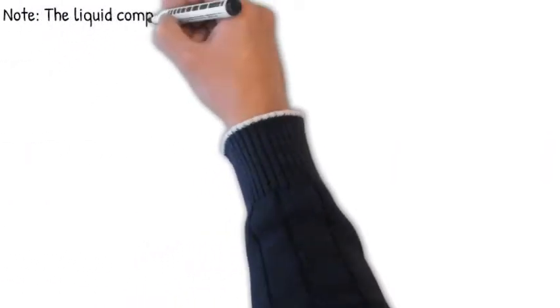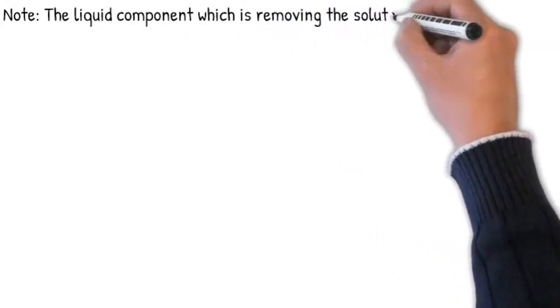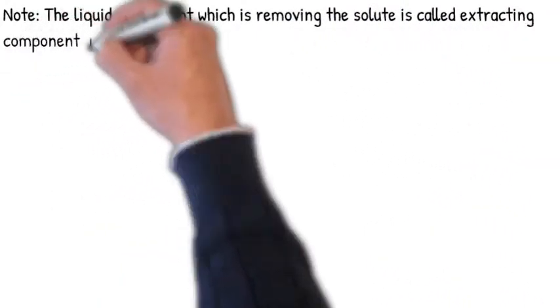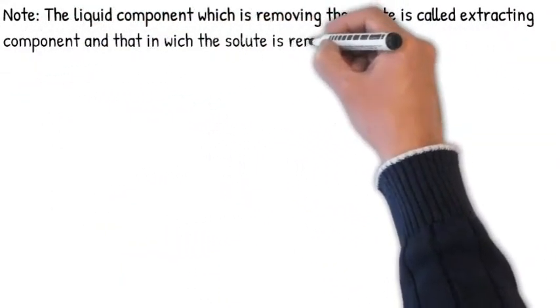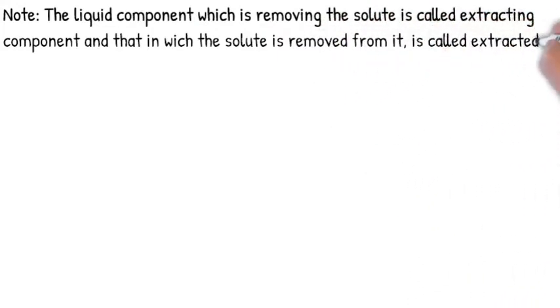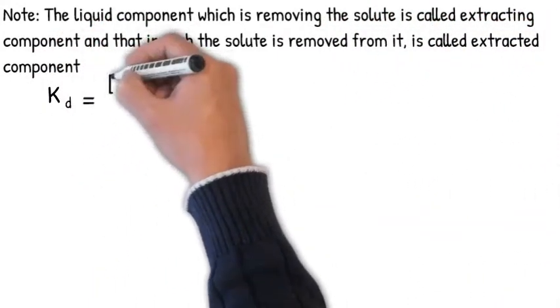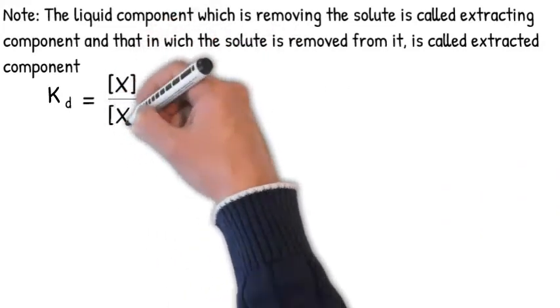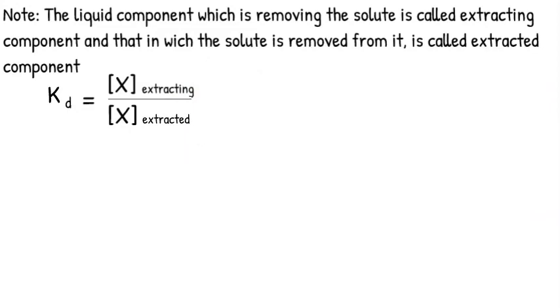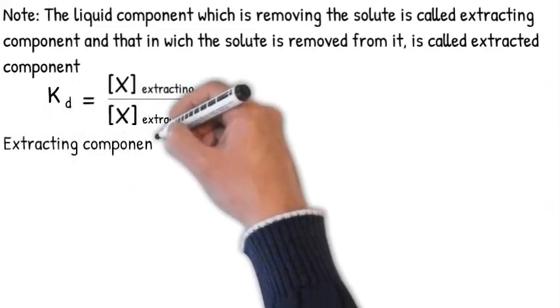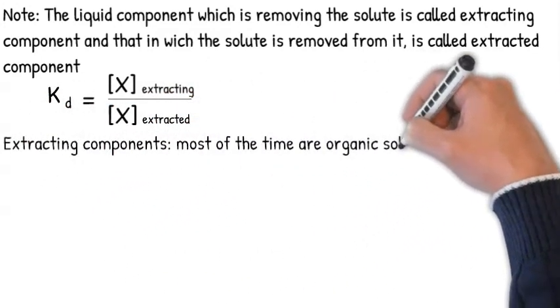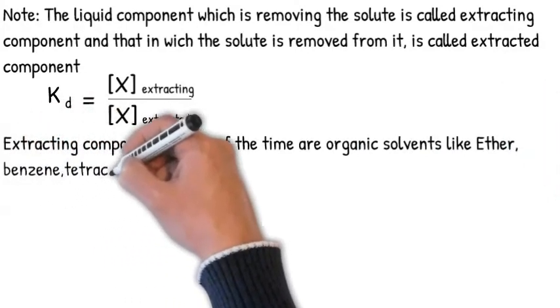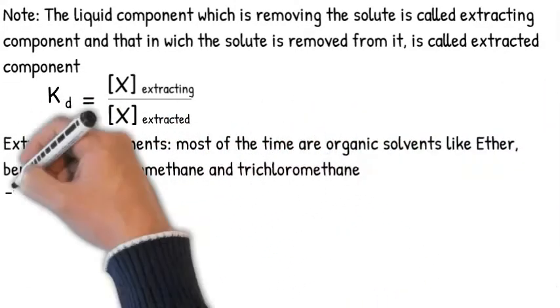Note, the liquid component which is removing the solute is called the extracting component, and that from which the solute is removed is called the extracted component. Kd equals concentration of X in the extracting component divided by concentration of X in the extracted component. Extracting components are most of the time organic solvents like ether, benzene, tetrachloromethane, and trichloromethane.